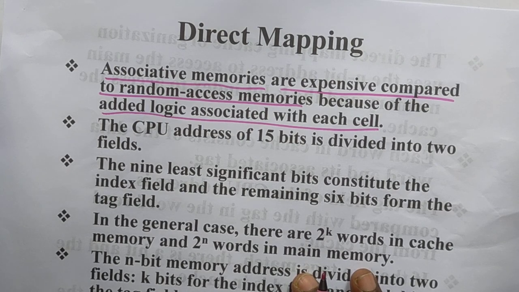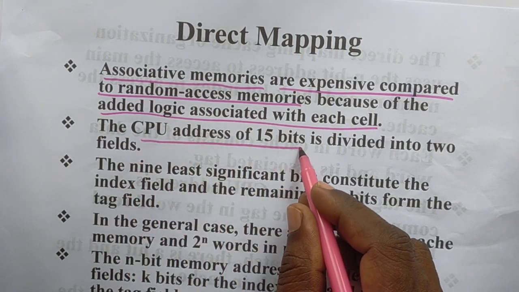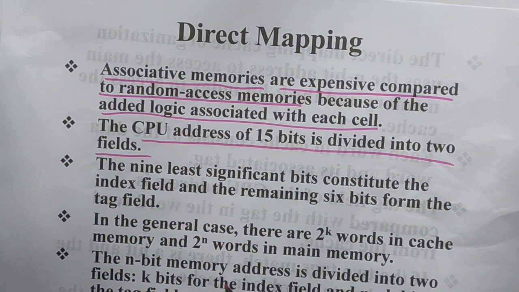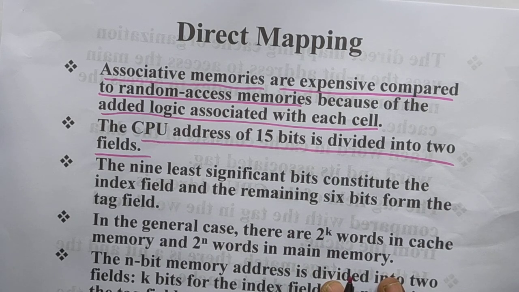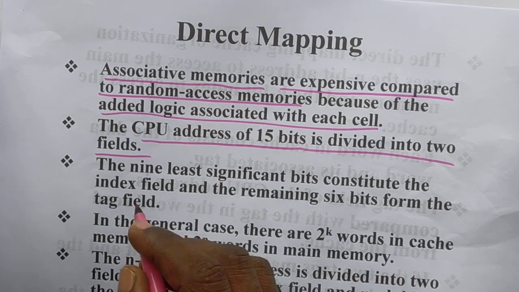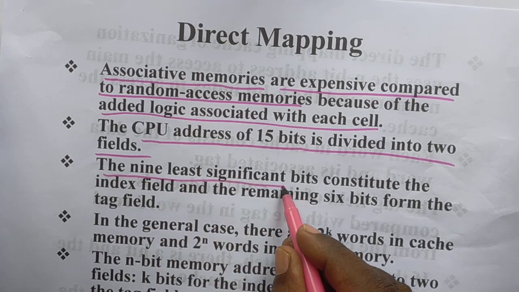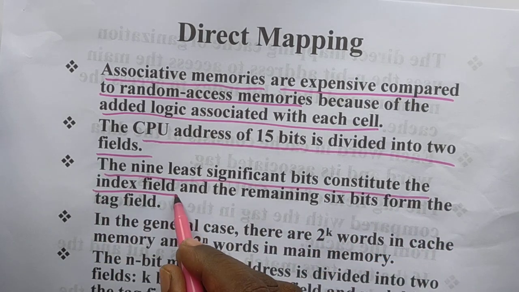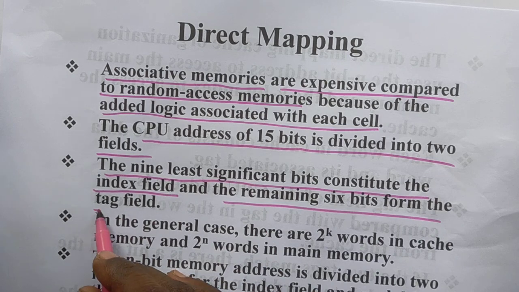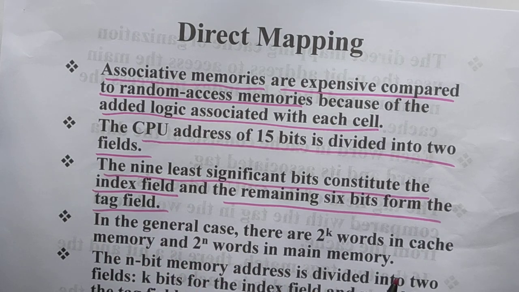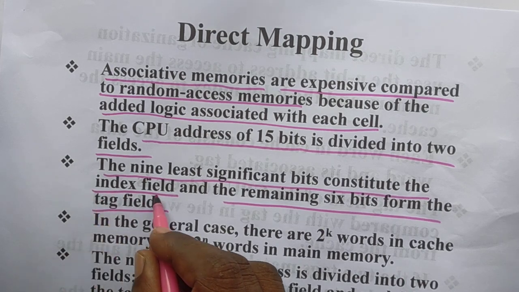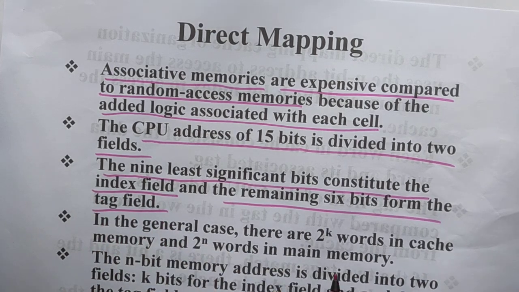For that reason, the CPU address of 15 bits is divided into two fields, to avoid that kind of problem. One field is the 9 least significant bits, which constitute the index field, and the other 6 bits form a tag field. So the total address is divided into two parts. One part is the index field, another part is the tag field.